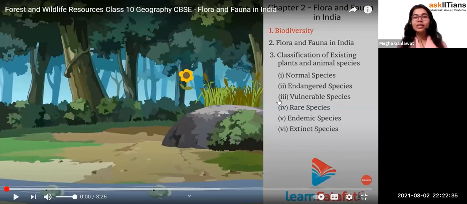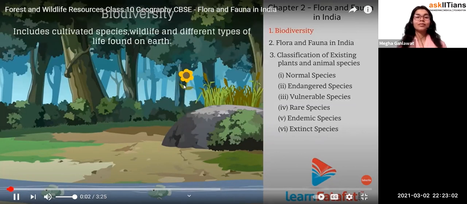All the things that you're seeing right here, the biodiversity, flora and fauna, classification into normal, endangered, vulnerable species, all these species, all these classifications, these are very, very important. And along with these classifications, you're going to have to learn the examples as well, because those examples are equally important and they're going to help you in scoring more marks. Okay, now moving ahead with the video, let's just get ahead with it.